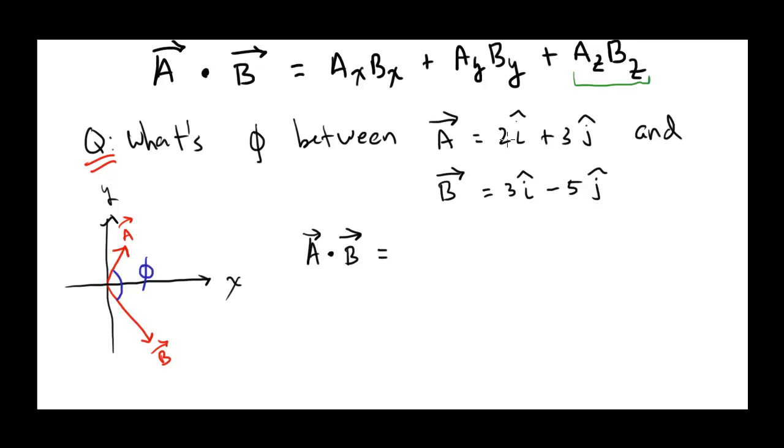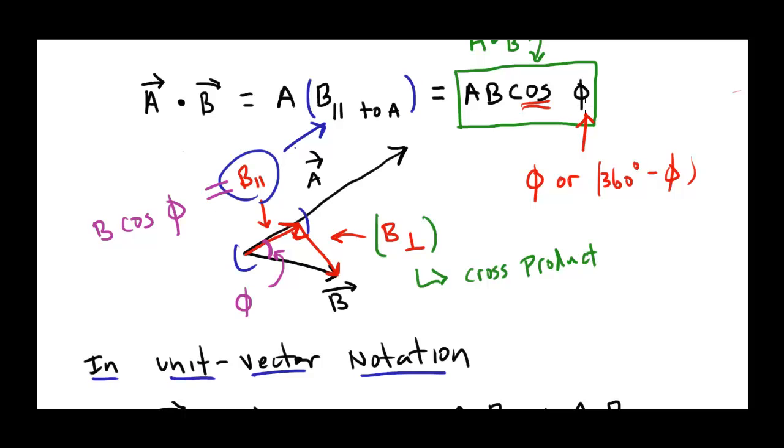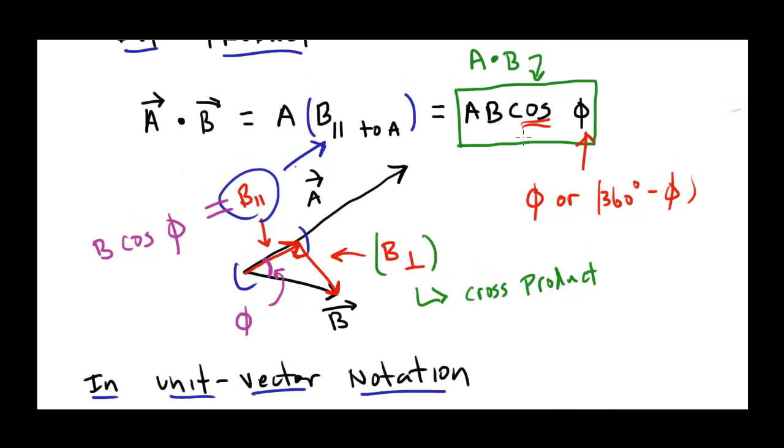I'm going to say 2 times 3 is 6, plus, well, what about the y components? What's 3 times negative 5? That's negative 15. So 6 plus negative 15 is negative 9. So this is the dot product, negative 9. If all I'd asked for was the dot product, you'd be done. But I want to know the angle, so to figure out the angle, I'm going to go back up to our original definition, which was a times b times the cosine of the angle phi.